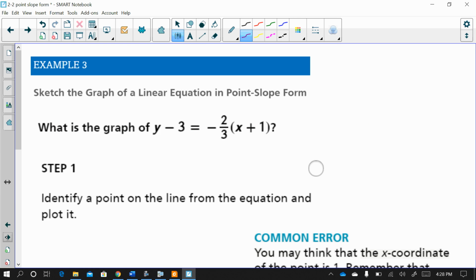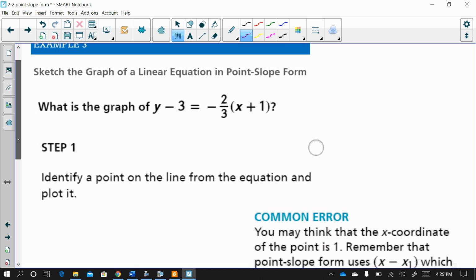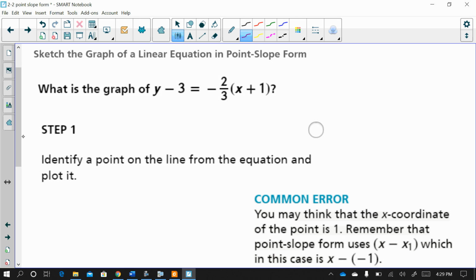So we talked about writing the equation. Let's talk about graphing now. So we want to find the graph of y minus 3 equals -2/3 times x plus 1. The first thing we like to start with, normally when we're doing slope-intercept form, is the y-intercept. However, we don't know the intercept here. So our job is to pick the point from the equation.